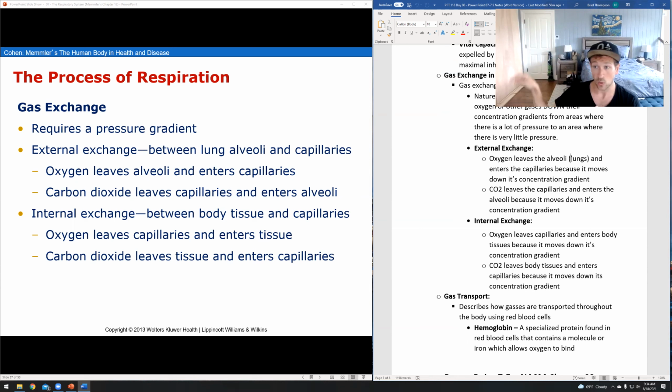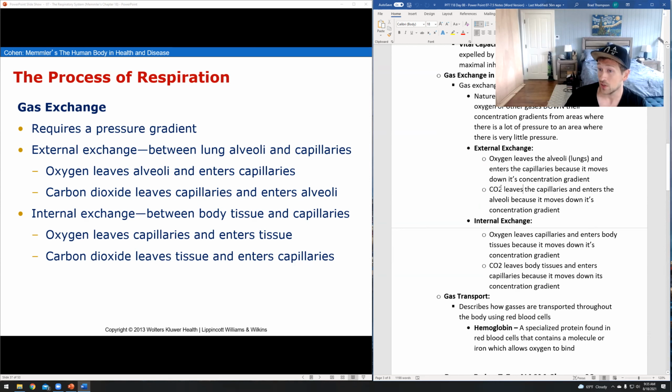Meanwhile, on the other side of the wall where your blood cells are, the blood cell is sitting over there like, well, I don't have any oxygen in me. And oxygen's like, oh, you don't have any oxygen, and so it naturally moves into that red blood cell. It will move from high concentration to low concentration. There's a low concentration of oxygen in the blood cell, so oxygen naturally moves in there. That's a concentration gradient, in the same way that we had a pressure gradient that moved the gas in there.